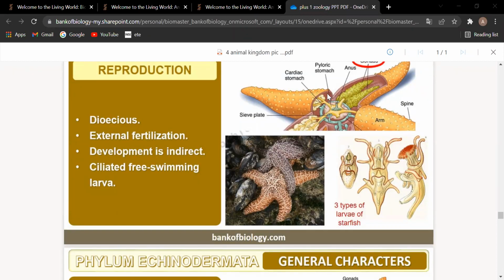Here you can see a cross section that they have taken. You can see the pyloric stomach, the cardiac stomach. You remember these are present in our stomach region also. Do you remember our stomach? Cardiac, pyloric. Remember these words, they are in us also, right? So even they are going to have all these things.